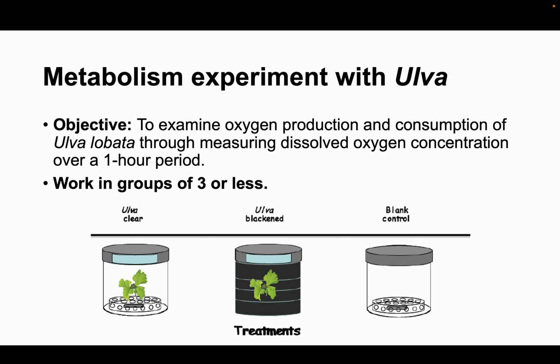So, in this experiment, we are measuring the amount of dissolved oxygen. You can think of dissolved oxygen as leftover oxygen. So, when the Ulva lobata perform photosynthesis, they are going to produce oxygen. They're going to use some of that oxygen to break down glucose in order to get ATP. Any leftover oxygen that the plants do not use themselves is going to be available to consumers like ourselves.